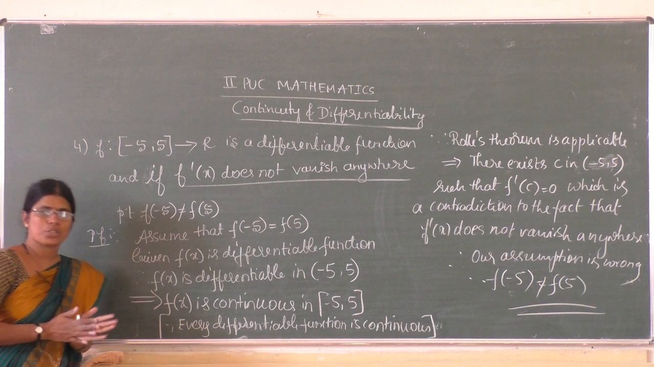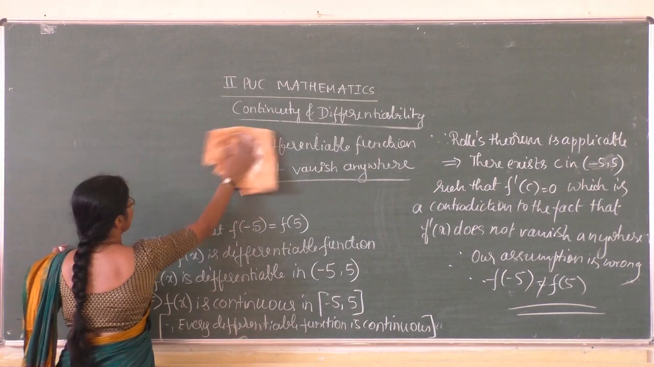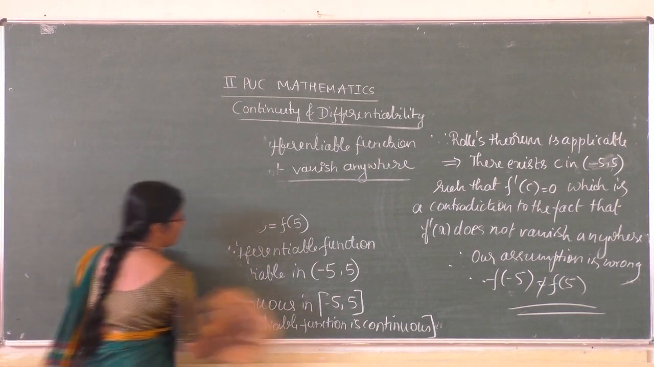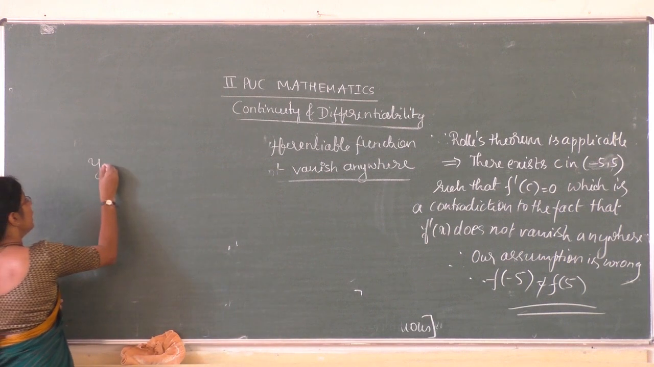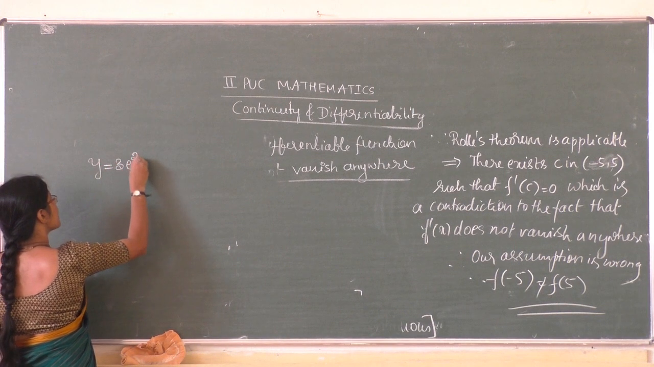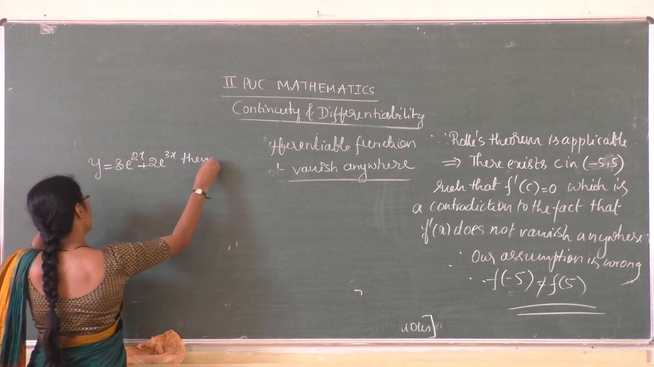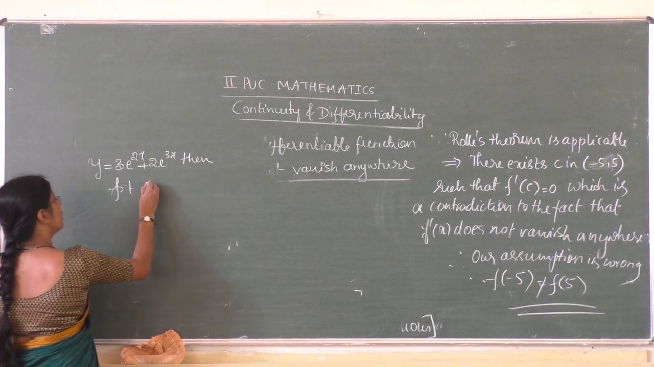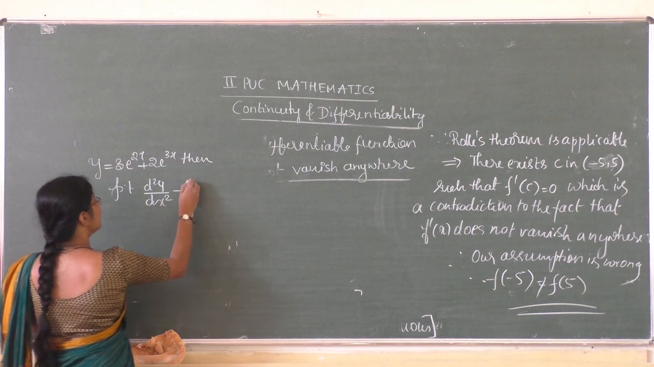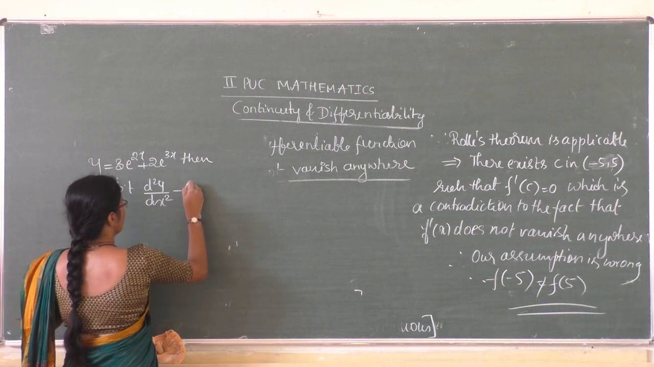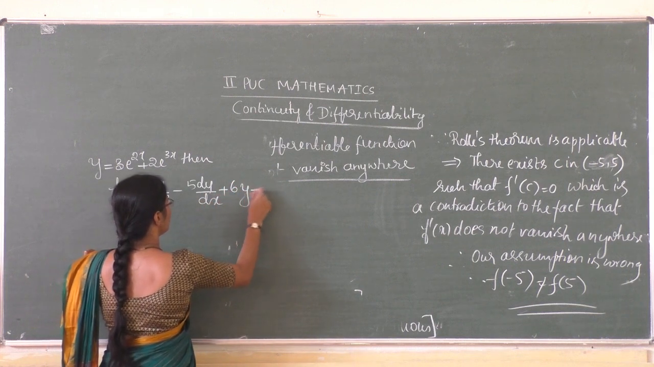Okay, so we will stop here. Take one homework problem under the second order derivative. Suppose we have y is equal to 3e to the power 2x plus 2e to the power 3x. Then prove that d square y by dx square minus 5 dy by dx plus 6y equal to 0.